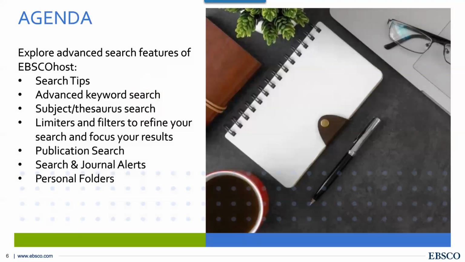And we do have an agenda. We're going to cover some advanced search features when utilizing the EBSCOhost interface. Topics that we'll cover include search tips, advanced keyword search and subject search, utilizing our limiters and facets and filters to refine search results and focus your results. We'll also talk about utilizing the publication search, which is a title level search, creating search alerts and journal alerts, and organizing our research into personal MyEBSCO folders so we can access those resources at a later date.